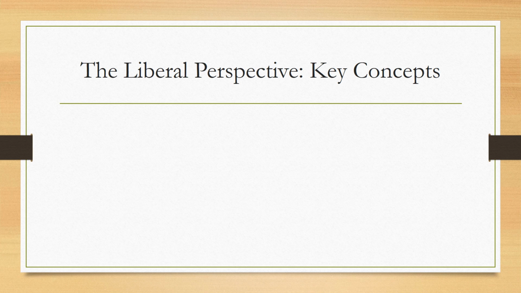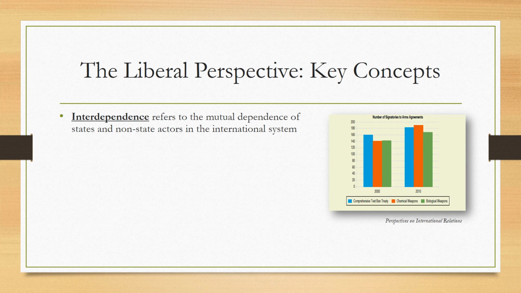Because of the emphasis placed on cooperation, interdependence is an important facet of the liberal perspective. Interdependence is the mutual dependence of states and non-state actors in the international system through various interactions. When states negotiate things, such as policies or treaties, bargaining is the tool most often employed. Bargaining is what is used to distribute the gains of an otherwise zero-sum game.